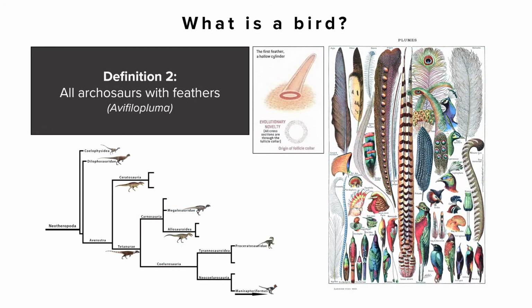The second definition is connected more to actual physiology. So all archosaurs with feathers, right? Which would mean that essentially all the neotheropods that you see here would be considered birds. And there are a few issues with it, because first, feathers at first served more of a thermoregulation purpose. They weren't used for flight. So small dinosaurs had them, but bigger ones didn't, because a big body thermoregulates a little better.